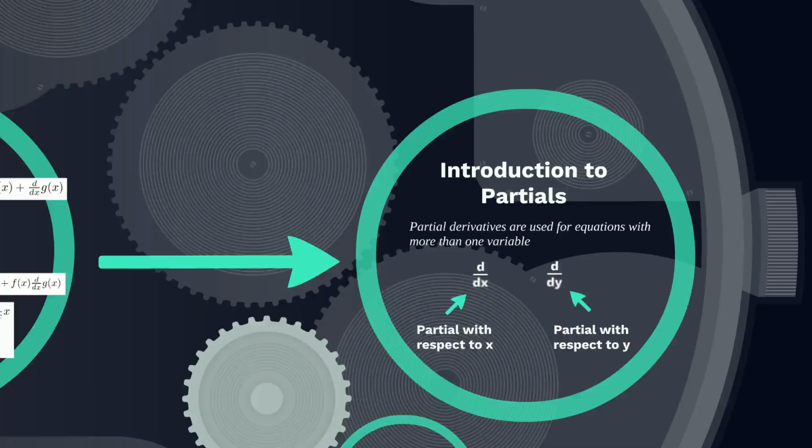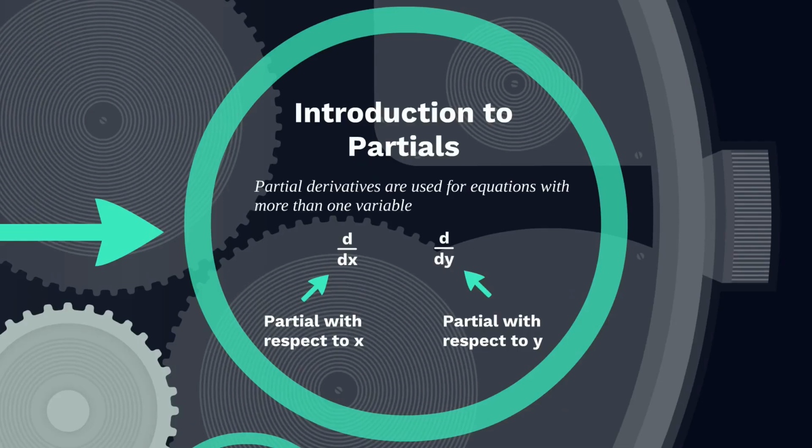All right, so now let's move on to partials. So partial derivatives are going to be used for equations with more than one variable. Very rarely in machine learning are we actually going to have only one variable. So earlier I mentioned in the denominator the dx refers to the variable that we are taking the derivative with respect to. So if we have d dx and d dy, we're going to have the partial with respect to x, and we're also going to have the partial with respect to y. So these are partial derivatives, and they are used for equations that have both of these variables in them. So let's go ahead and take a look at an example.